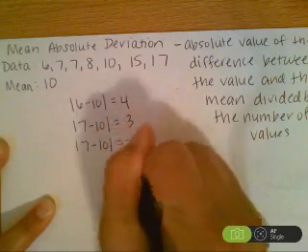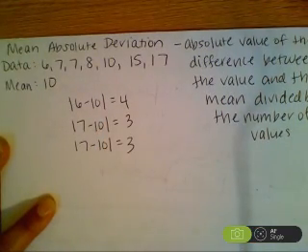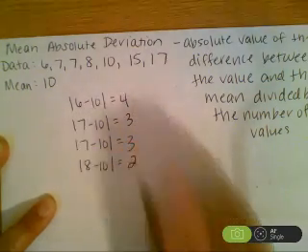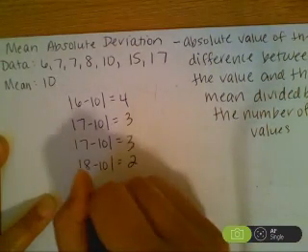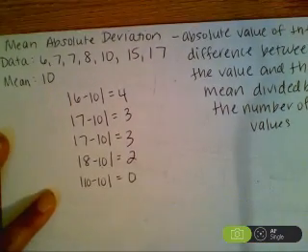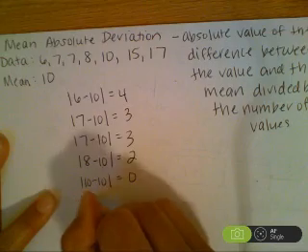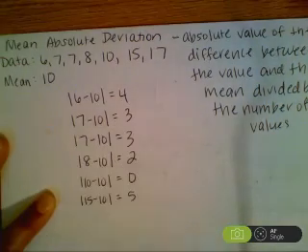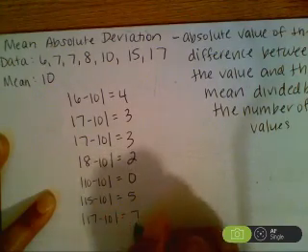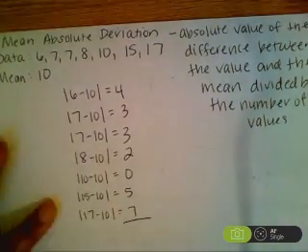The same holds true for the next 7. You do need to include them both in your data set. 8 minus 10 is negative 2. The absolute value is 2. 10 minus 10 is 0. The absolute value stays 0. 15 minus 10 is 5, so the absolute value stays positive 5. And 17 minus 10 is 7. The absolute value is 7.